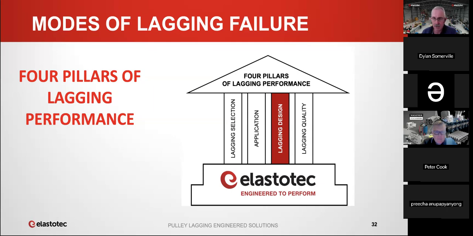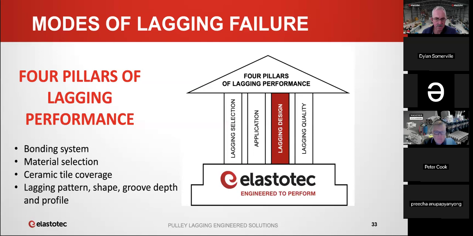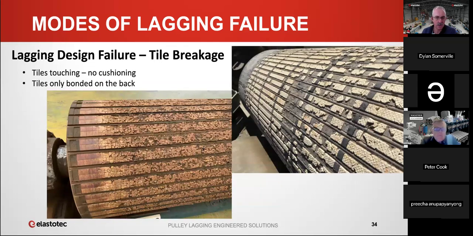I want to look at an example of a lagging design that could be improved. So this is a ceramic lagging. It's the one that we looked at before where the tiles have all broken. In these photos, you can see that the ceramic tiles are touching each other.